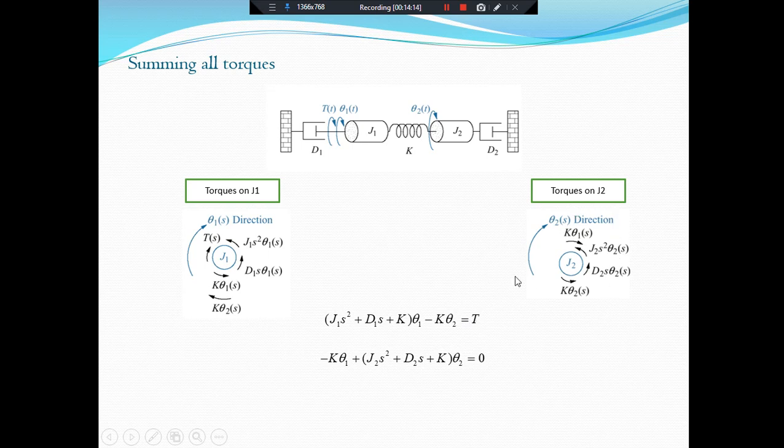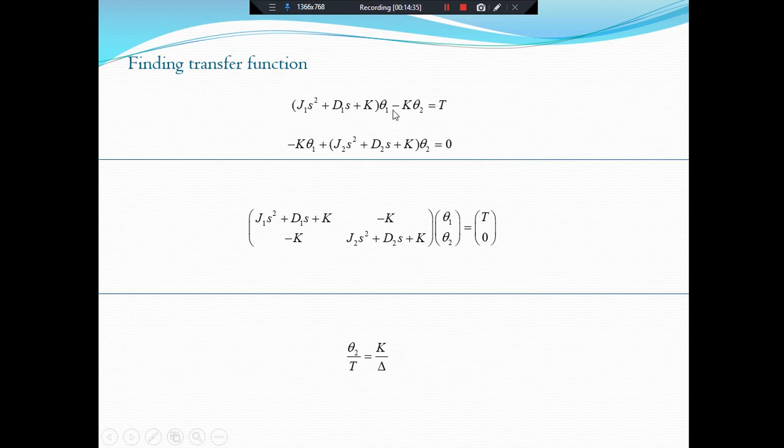Or in the next, torque on J2 will be equal to the forces acting in clockwise and anti-clockwise direction. Same as we have written equation 1, we will write equation 2, and the applied torque on J2 is 0, as there is no direct torque applied on it. Now we will write the two equations. These are the two equations, equation 1 and equation 2.